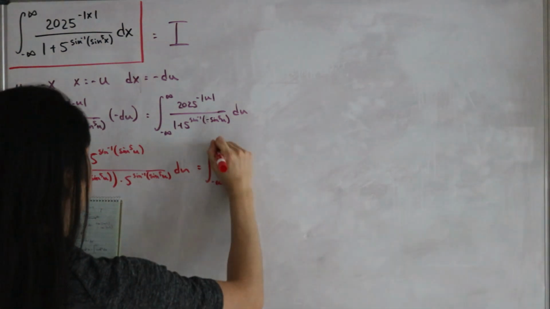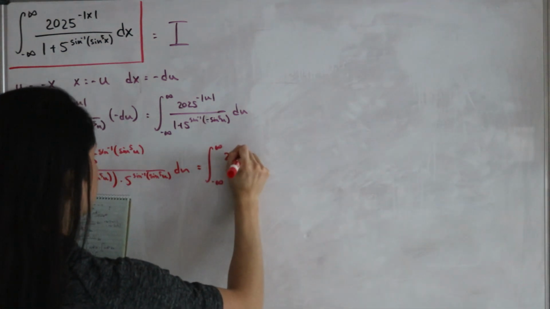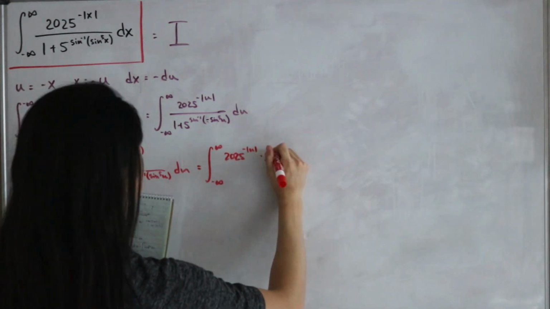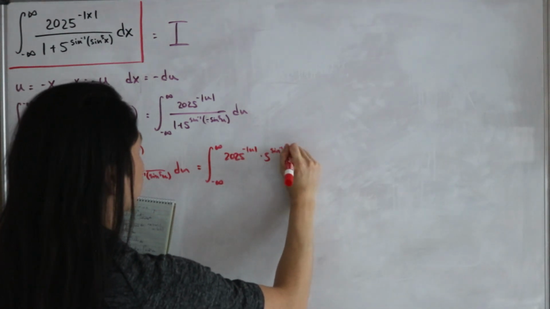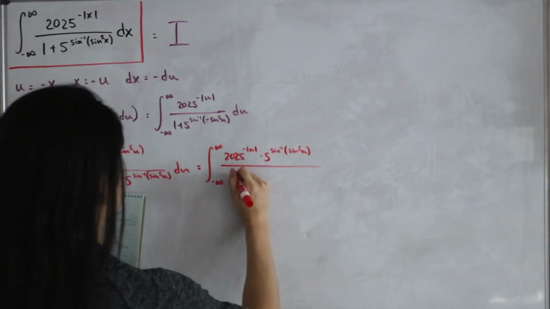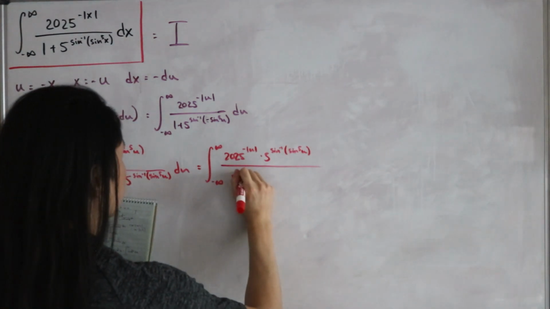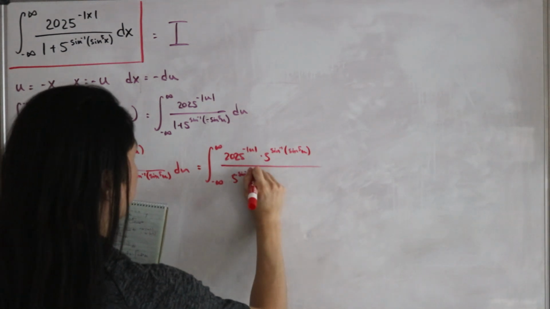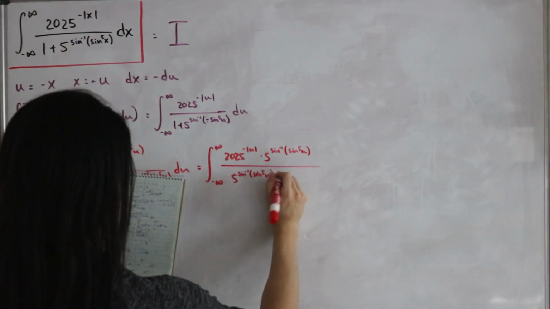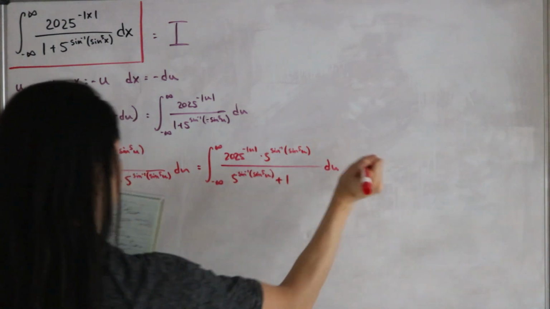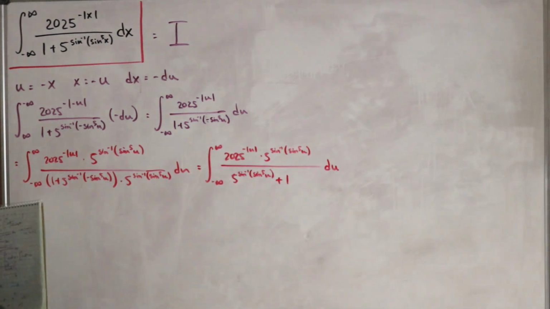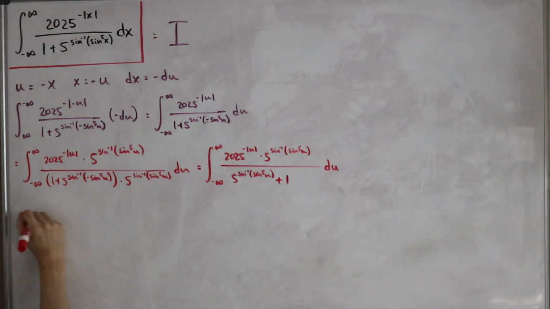So negative infinity to infinity, 2025 to the negative absolute value of u times 5 to the inverse sine of sine to the 5th of u, then this being divided by 5 to the power inverse sine of sine to the 5th of u, and then add this with 1. And then du. So now we can add this new substitution together with our given, and so we have a double, so that means 2I.